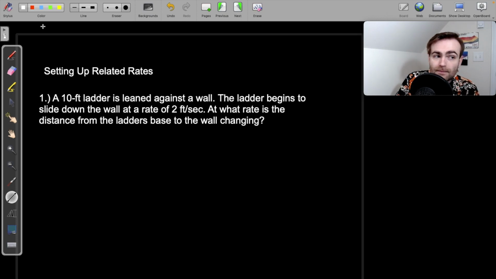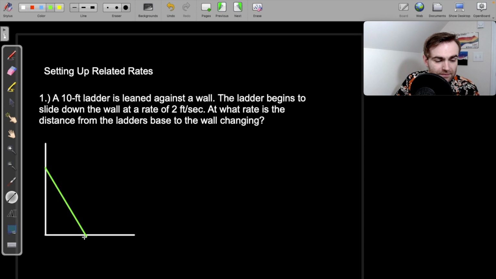So, first thing I'm going to do is I'm going to draw the wall, I'm going to draw the floor, and then in a different color here we can draw the ladder. So, we know a few things, right? We know that there's going to be some sort of height of the ladder against the wall. There's the distance from the ladder's base to the wall here, so we can call that maybe the base. And then we know that the ladder itself is 10 feet long.